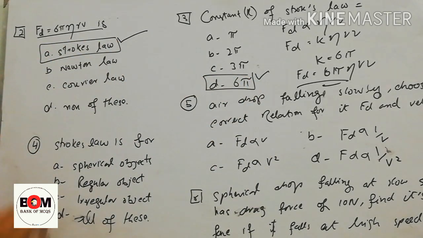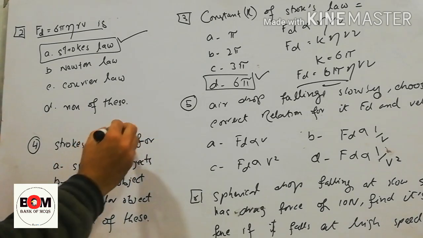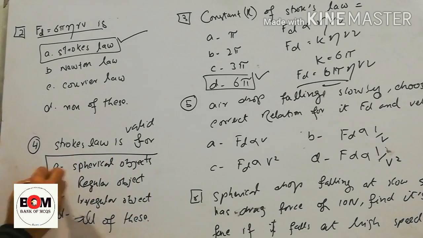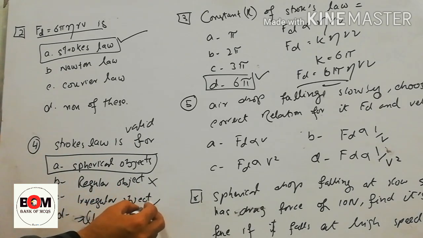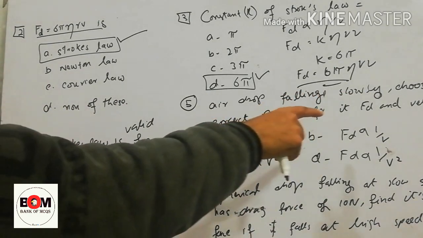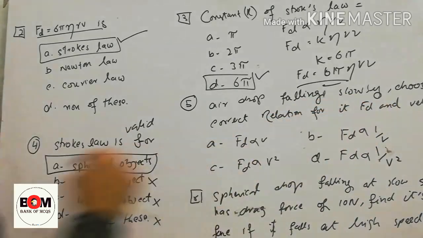MCQ number four: Stokes law is valid for spherical objects, regular objects, irregular objects, or all of these. Stokes law is valid only for spherical objects. Remember that Stokes law is valid only for spherical objects, not for regular or irregular objects, or any other option.